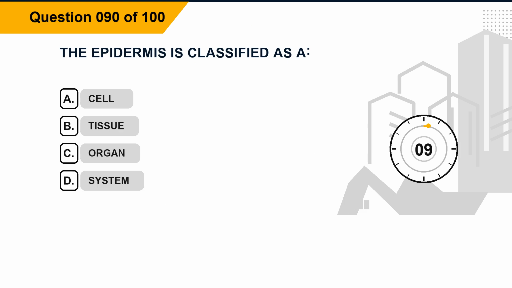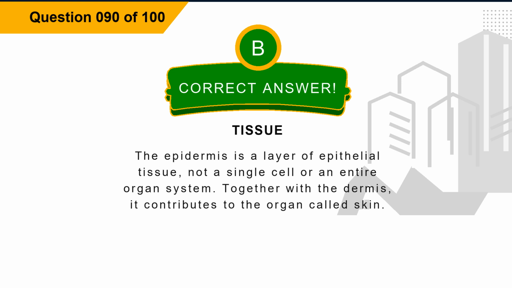Question 90. The epidermis is classified as a blank. Option A, cell. Option B, tissue. Option C, organ. Option D, system. The correct answer is option B, tissue.